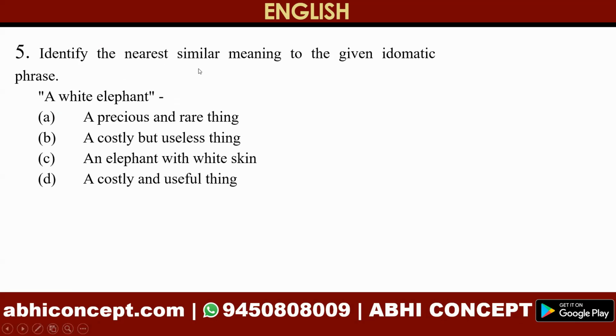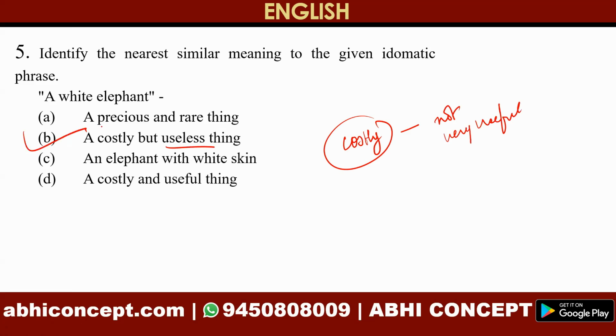Identify the nearest similar meaning to the given idiomatic phrase. Okay, idiomatic है ये word. Okay. Now the phrase is a white elephant. Okay, so the term white elephant means something which is very expensive but uska use बहुत कम होता है. Okay, something which is costly, which comes for a great cost but it is not very useful. So costly but useless thing is the nearest similar meaning. Okay.